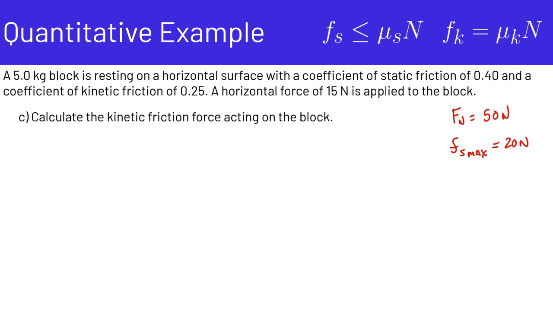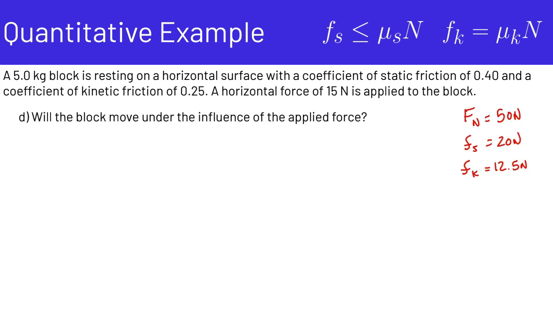Okay, so for part C, calculate the kinetic friction acting on the block. All right, so our kinetic friction equation is mu sub k, so that's the kinetic friction coefficient, times the normal force. So we have kinetic friction is equal to 0.25 times 50 newtons. So that's a quarter of 50. So that's going to be 12.5 newtons. All right, so that is our kinetic friction acting on the block.